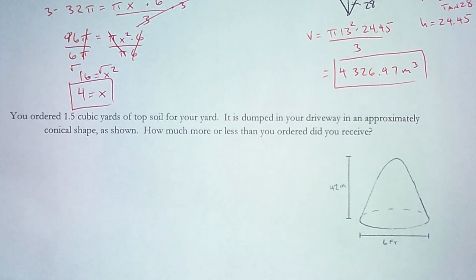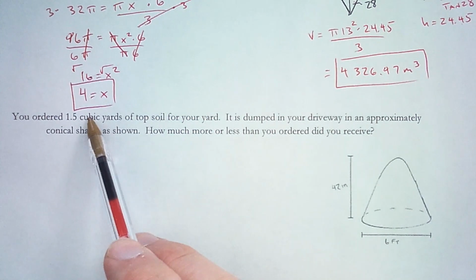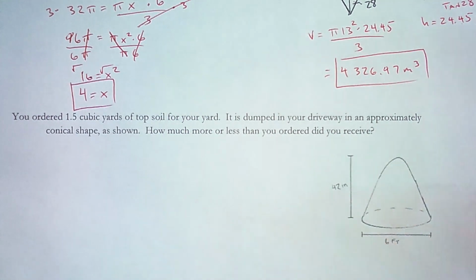And for our last problem, you ordered 1.5 cubic yards of topsoil for your yard. It is dumped in your driveway in an approximately conical shape, so it's basically a cone, but not exactly. How much more or less than you ordered did you receive? Okay, so I've got feet, I've got inches, and I've got cubic yards.